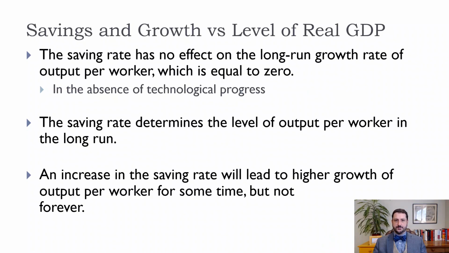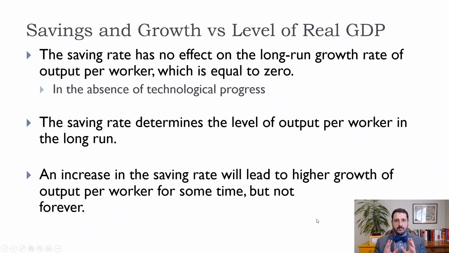And so what we're seeing here is that while the savings rate and depreciation rate are both very important in determining the level of output, they are not in fact important in determining the rate of long-run growth in output per worker. And so we want to sort of focus on that a little bit in this video.